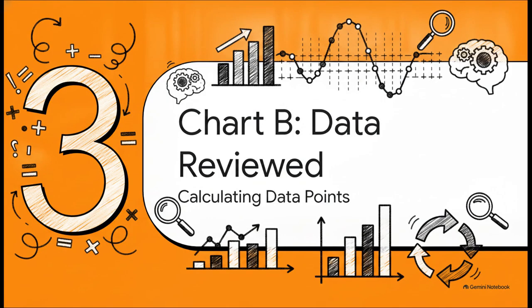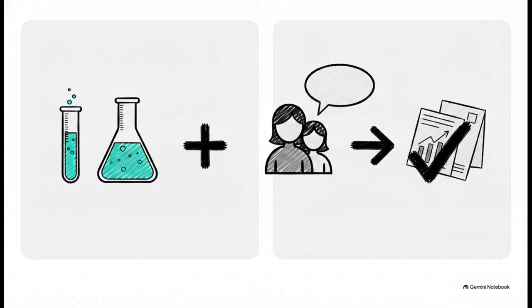Moving right along to Section 3, Chart B, data reviewed. Let's deconstruct the data points from our provider's note, because this is where folks often get tripped up. Under Category 1 for data, we sum up the different elements. First, the provider ordered and reviewed a urinalysis and a urine culture. Since these have distinct CPT codes, they count as 2 unique tests. That gives us 2 points.